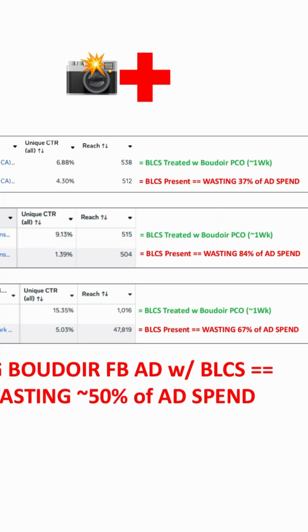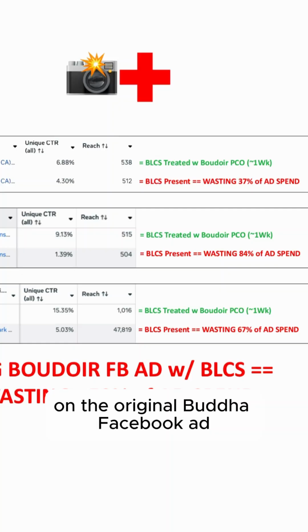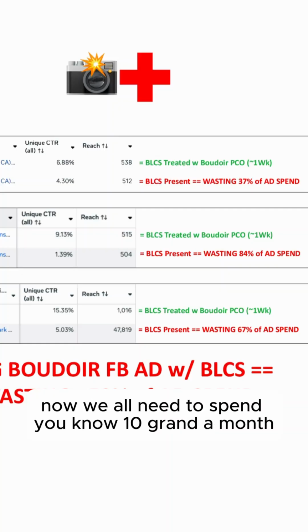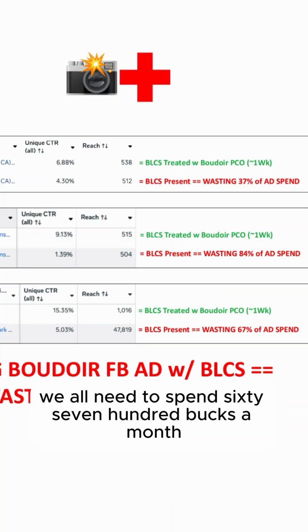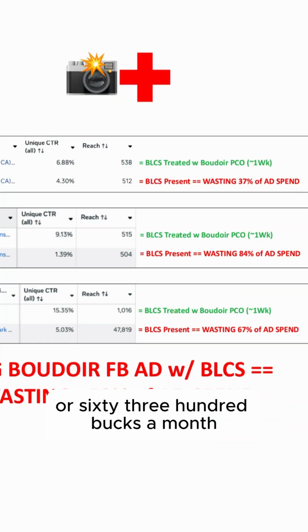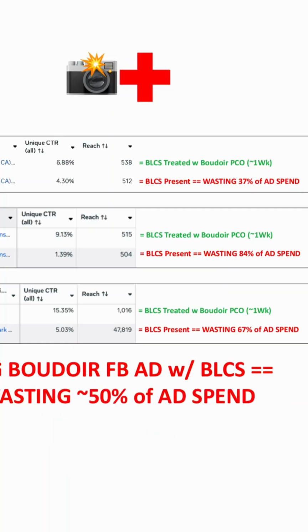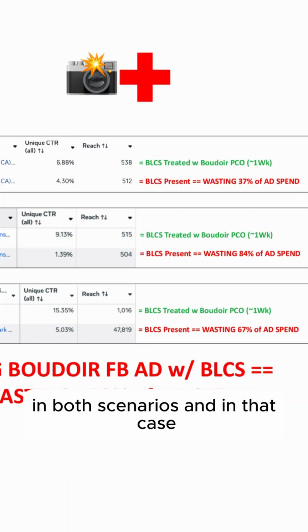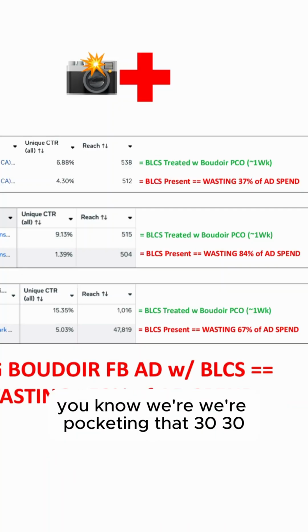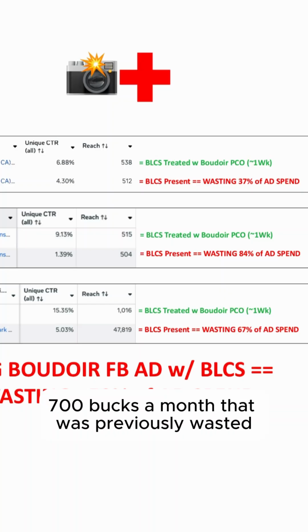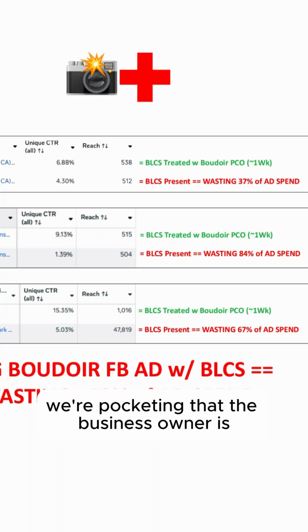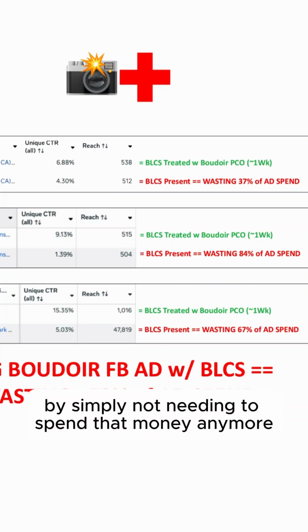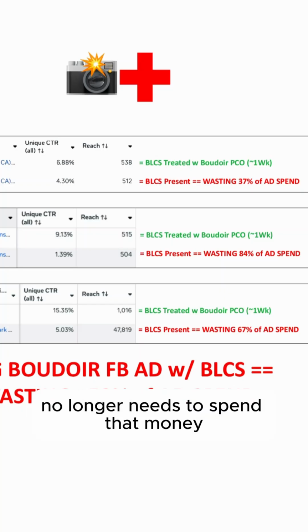So they're spending 10 grand a month on the original Boudoir Facebook ad. Now we only need to spend $6,300 a month on the Boudoir Pico treated ad to get our ads into the same number of women's brains in both scenarios. And in that case, we're pocketing that $3,700 a month that was previously wasted. The business owner no longer needs to spend that money.